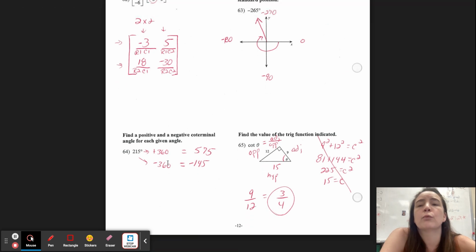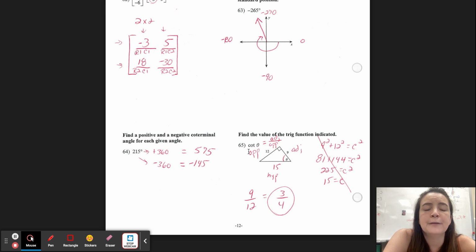What you're going to do is you're going to rotate this given angle a full circle. So a full circle forwards and a full circle backwards. So that's why we're going to add 360 and we're going to subtract 360. So we're going to get 575 and we're going to get negative 145.